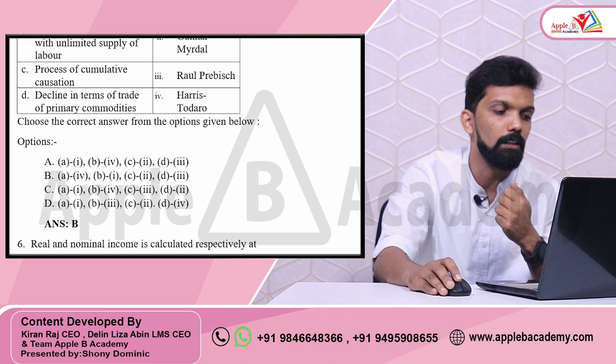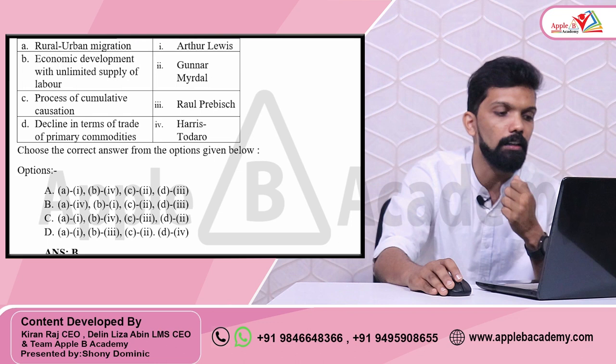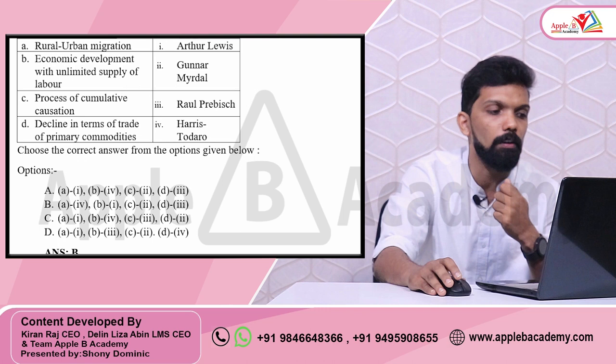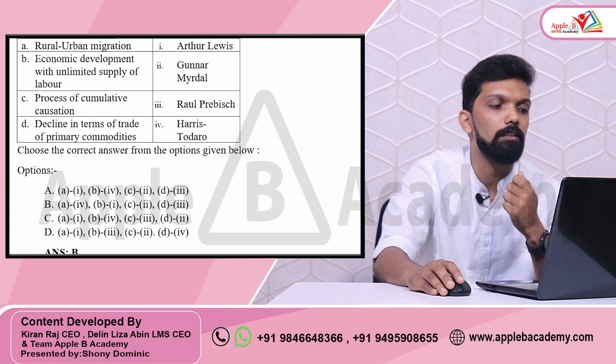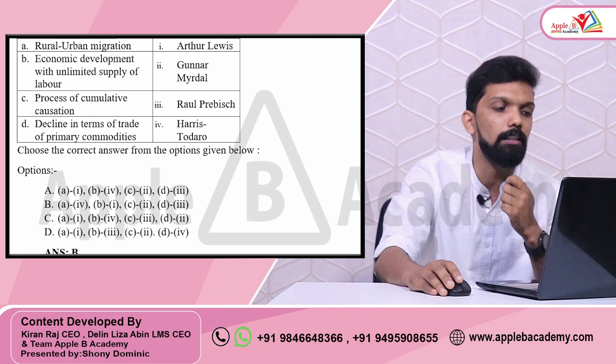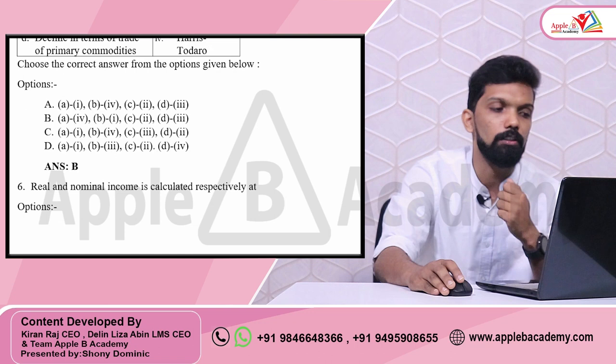So the first one, rural urban migration, is connected with Harry Oshima. The economic development with unlimited supply of labor is connected with Arthur Lewis, and the third one, the process of cumulative causation, is connected with Gunnar Myrdal. The last one, decline in the terms of trade of primary commodities, Raul Prebisch. Okay, the right answer is option B.